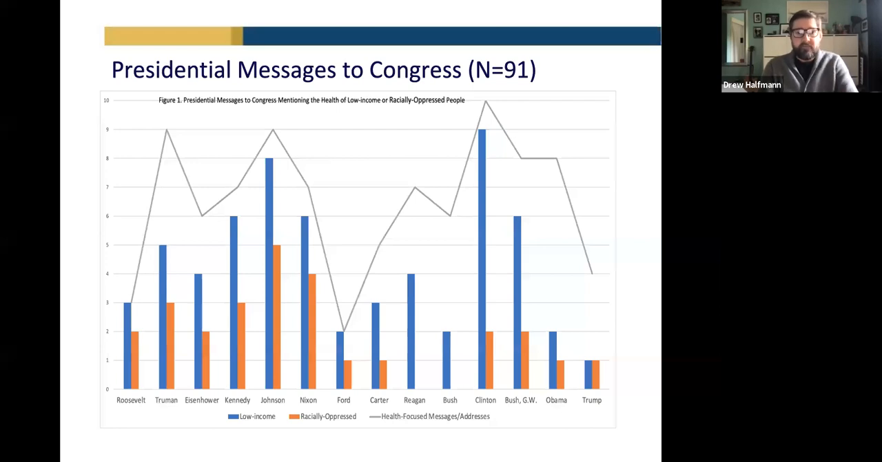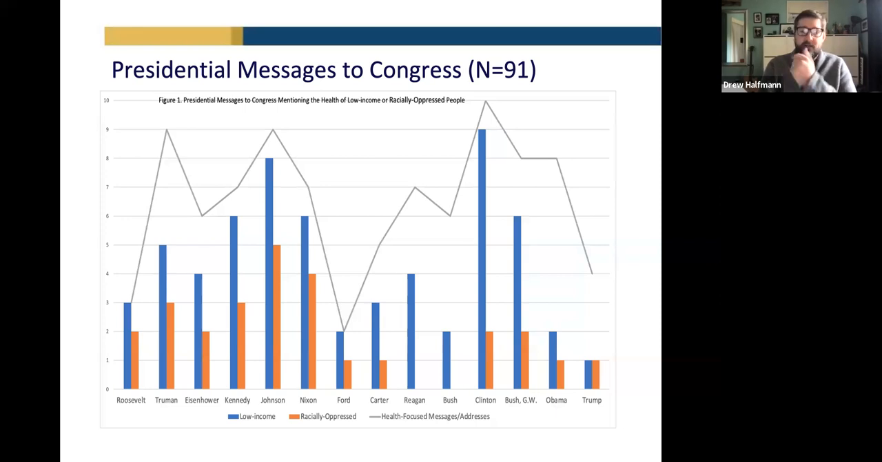Here's a graph of the findings. So the blue is low-income people. The red is racially oppressed people. And in all those presidencies, the references to low-income people outweighed references to racially oppressed people. The black line that you see there is the number of messages. So you can see that the number of messages is quite high under the Clinton administration, under the Johnson administration, and under the Truman administration. 3 important reform presidencies.